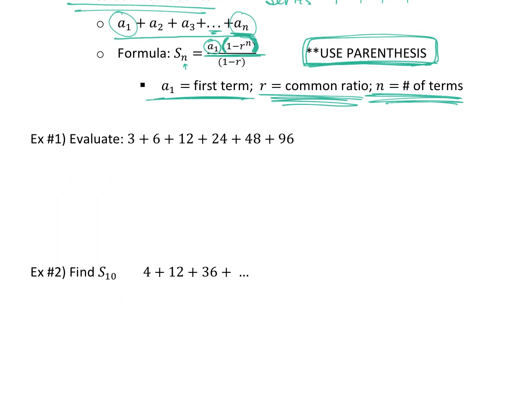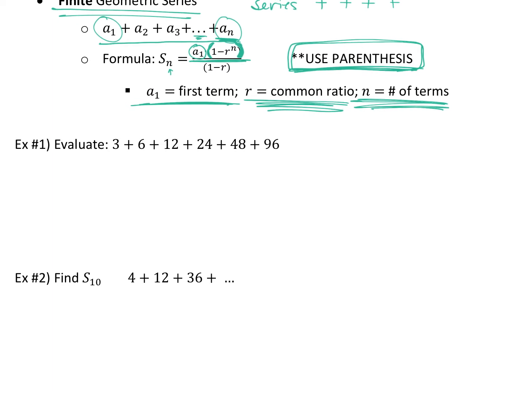So this one says evaluate 3 plus 6 plus 12 plus 24 plus 48 plus 96. Now, could you just plug that into your calculator? Yes, you could plug in 3 plus 6 plus 12 plus 24 plus 48 plus 96. And on a problem like this, it's going to be quicker because it just is. But I'm using this one just to show you a good example of how it works in the calculator, okay? So we're going to do it in the formula. You could absolutely plug it into the calculator, or you could use the formula I'm going to show you.